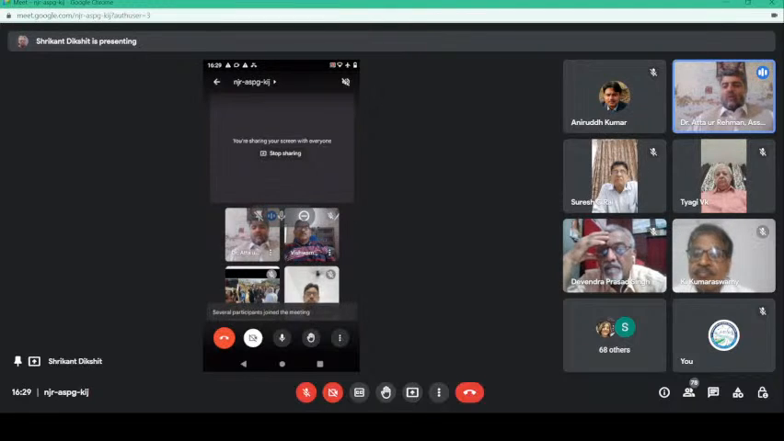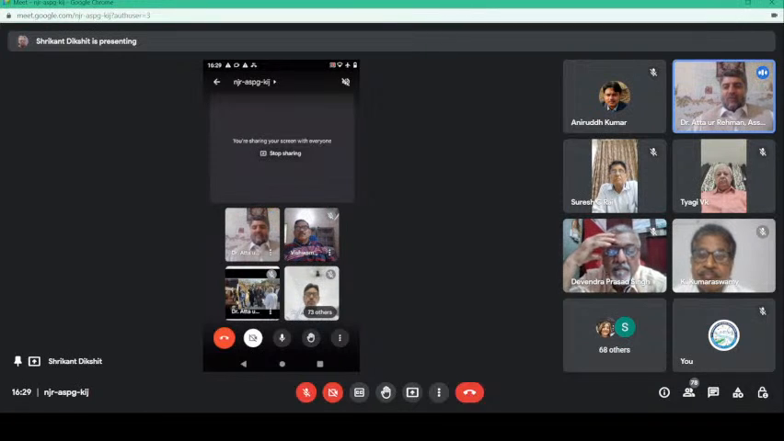So we also organize field work. This is from the Rohtas Fort. Rohtas Fort is located in the Salt Range. You have heard the name of the Rohtas Fort.